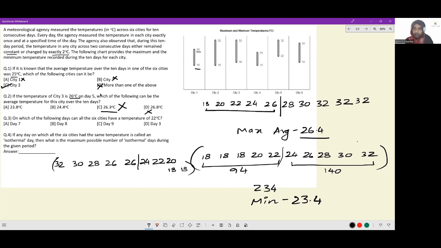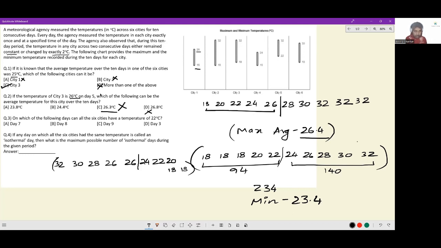keeping it this way, where I have 26 and then 26, 26, 26, 28, 32, because in order to minimize, I've already found out the max possible average. The maximum possible average for city 3 is already at 26.4. In case I want to minimize the average, while ensuring that on day 5 I have 26 degree recorded, I want more 18s involved. And for more 18s involved, I want carefree distribution to be possible there. I want more 18s to be able to come. So I've done it this way.